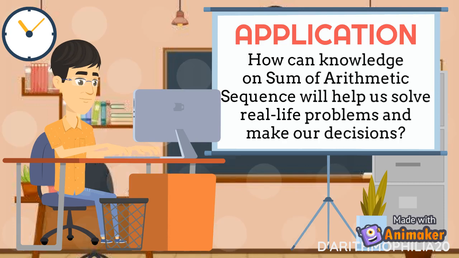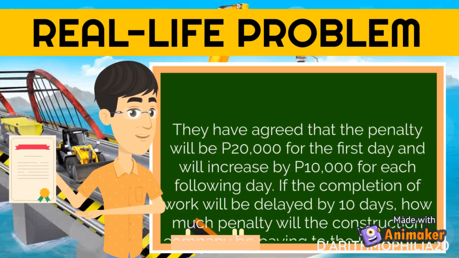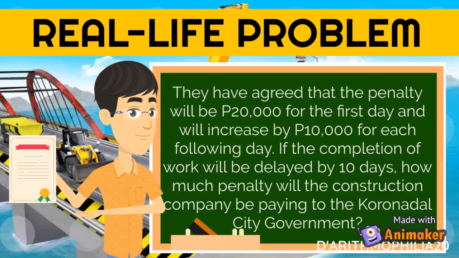Let's go and see. For the application, the Coronado City government hired a certain construction company to finish the construction of the Bullock Bridge. Part of their agreement is that there will be a penalty for each day of delay in the construction of the said bridge. They have agreed that the penalty will be 20,000 pesos for the first day and will increase by 10,000 pesos for each following day. If the completion of work will be delayed by 10 days, how much penalty will the construction company be paying to the Coronado City government? In solving this word problem, you can now use your newly learned knowledge on the sum of an arithmetic sequence.